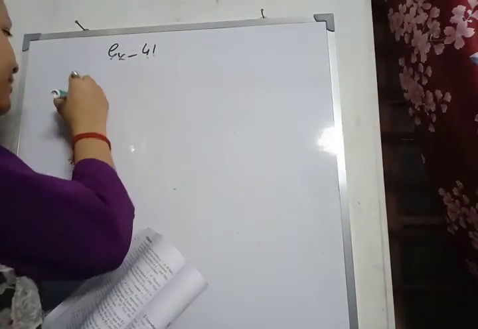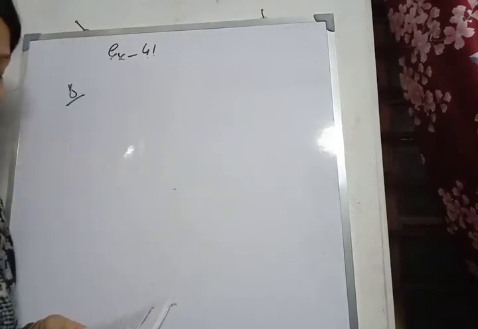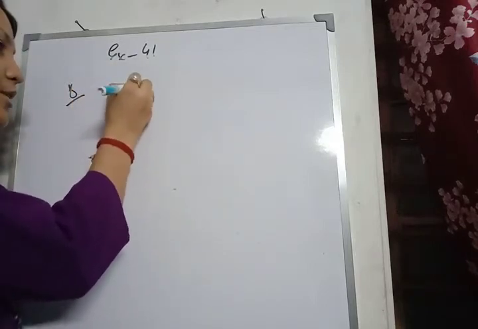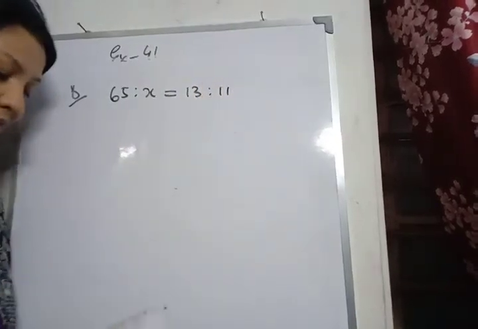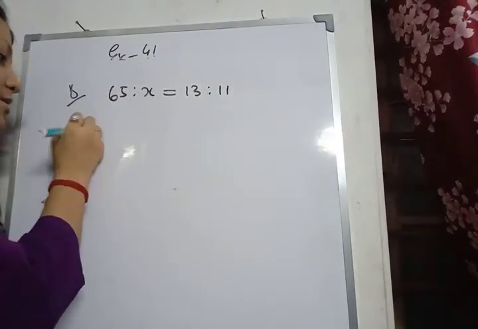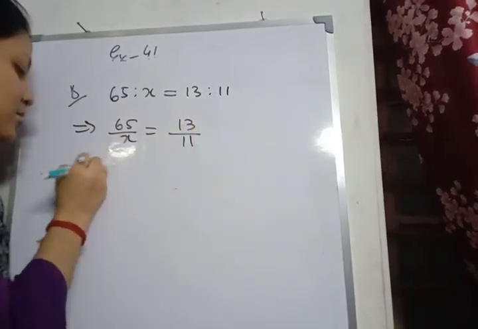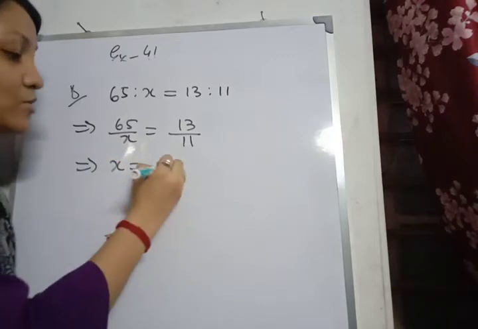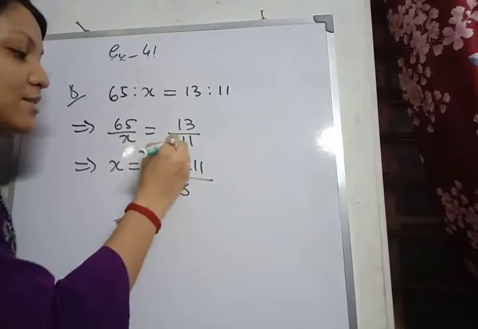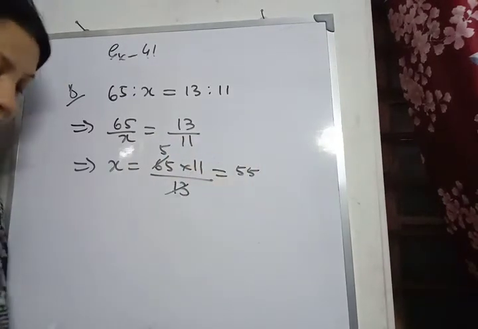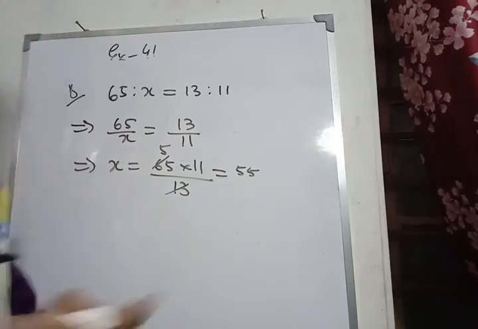Next, sum number 8. The ratio of 65 to a number is equal to the ratio of 13 to 11. Find the number. So 65 to a number, now let that number be x, and 13 is to 11. So this is equal and you have to find out x from here. 65 by x equals 13 by 11. On cross multiplication we get x equals 65 into 11 divided by 13. 13 5s are 65, x equals 55.